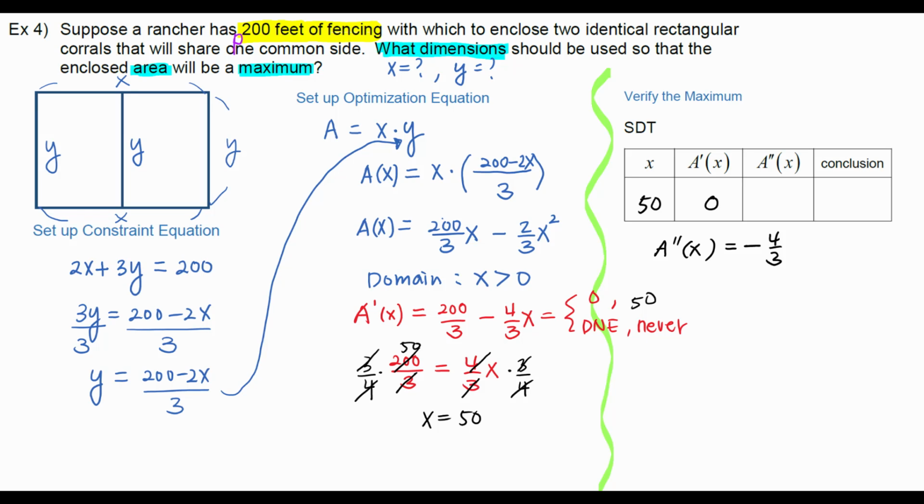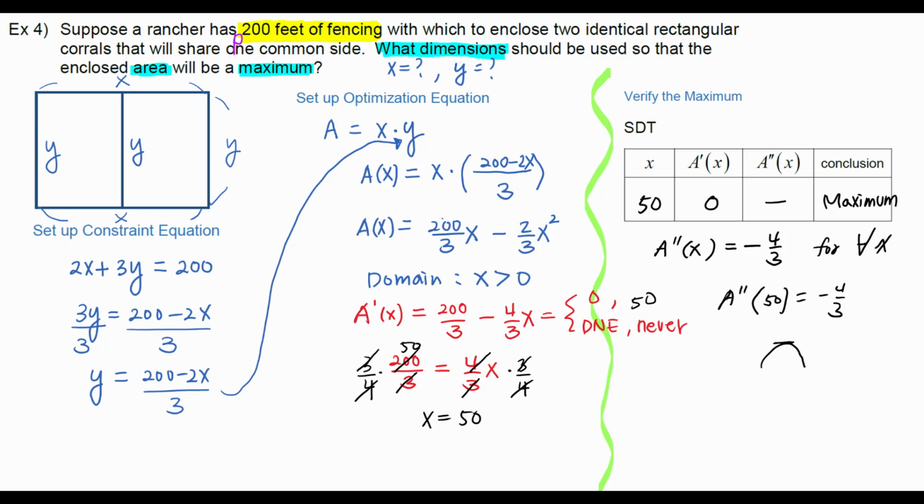What does that mean? No matter what the input is, your A double prime is always negative 4/3, meaning it is concave down the whole time for all x. So then A double prime of 50 is also negative 4/3, since my A double prime is constant. No matter what you plug in, it just stays negative 4/3. So it is negative, and because it's negative, it's concave down. And if it's concave down, what are you getting? You're getting a maximum. When x equals 50, you get the maximum area.